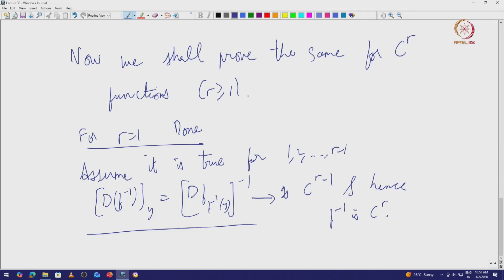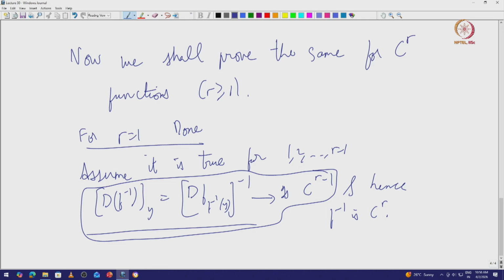Now, suppose we already know f inverse is C^1, so you take one derivative of f inverse. If you prove that the derivative of f inverse is C^(r-1), what does that mean? All the partial derivatives up to order r minus 1 of the derivative are continuous. Then of course all the partial derivatives of order up to r of the function are also continuous, right? So it is enough to prove that this derivative matrix is C^(r-1). That, I claim, can be done using the induction hypothesis.